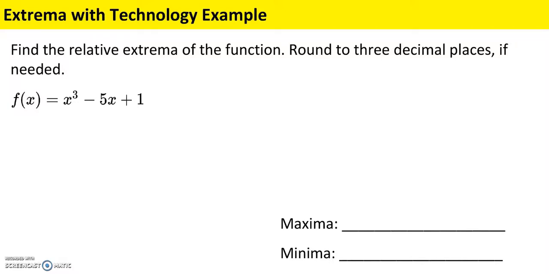This is Mr. Bowman, and I want to show you an example of using the calculator to find extrema for a function. So the function we're going to try and find the extrema for, the maximum and minimum points, is f of x equals x cubed minus 5x plus 1. And let me pull up my calculator here.